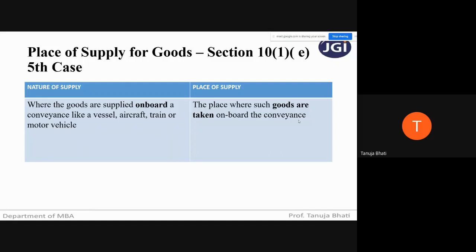Many times in a train also the goods are supplied. When you go by flight also the goods are supplied, and the train also stops at each different location.